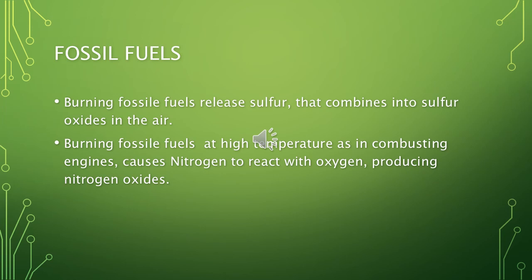Acid rain mainly comes from the burning of fossil fuels, but it can also come from large forest fires and volcanic eruptions. But the main cause is the burning of fossil fuels, because when we burn fossil fuels, especially coal and oil, they release a lot of sulfur, which combines to form sulfur oxides in the air. In combustion engines, cars, planes, and so on, at a high temperature, nitrogen starts to react with oxygen and they form nitrogen oxides. And those are our two major causes of acid rain.